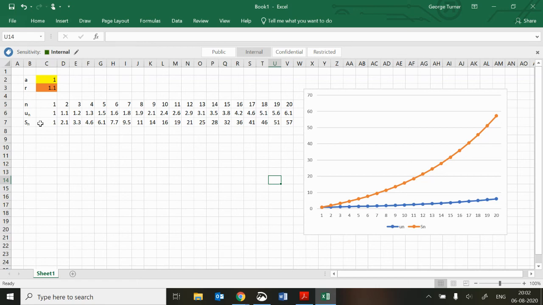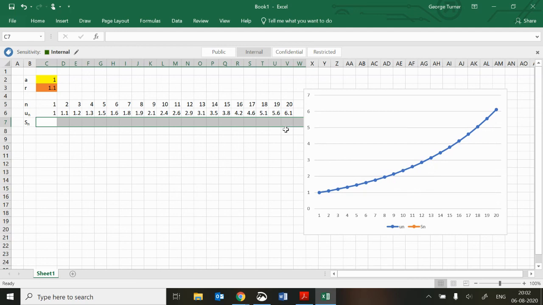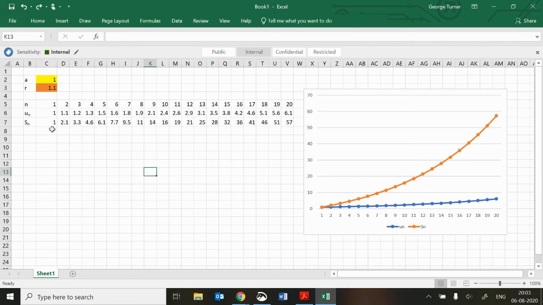All right, okay, so what we can do is see that we can see that UN is increasing exponentially, but SN is increasing even more exponentially. If we just got rid of that, then it will rescale it and it will look like the same exponential, in fact. But obviously, SN is much, much bigger as we go on.